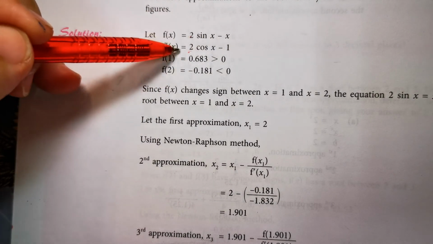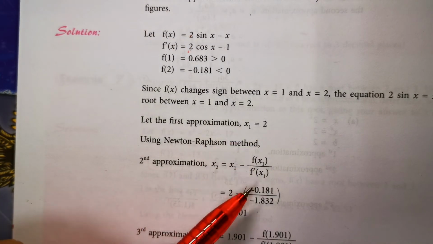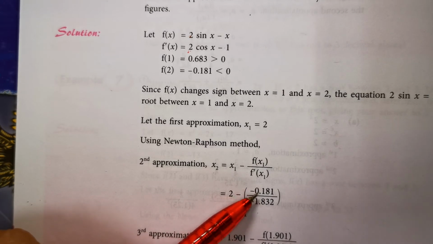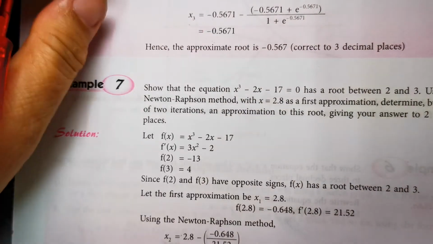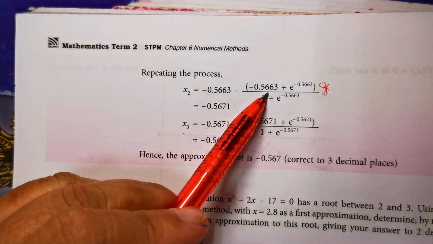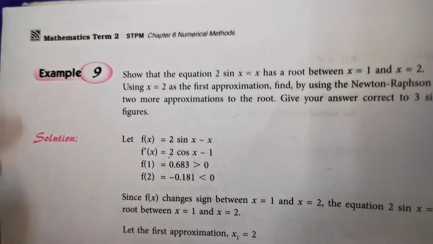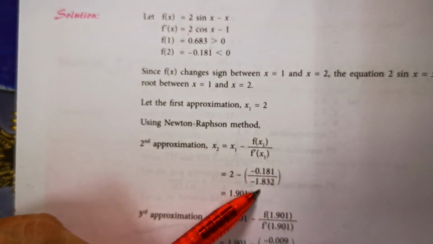Differentiate 2 sine x, you get 2 cos x. Differentiate x, you get 1. Sub your 2 into the formula. Don't show only the final answer. Do like what we have done just now, like this one. You can see, show this. Sub completely into the function. Don't just show the final answer of f(x1) and f'(x1).